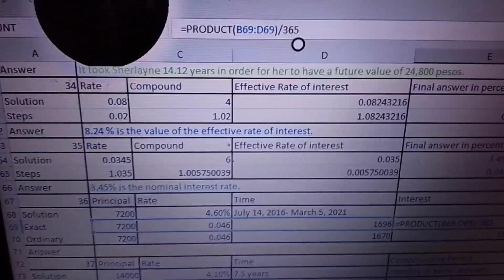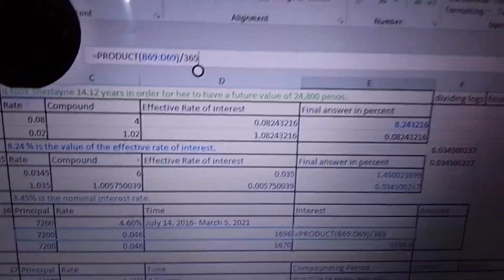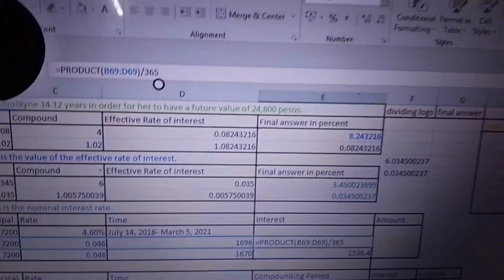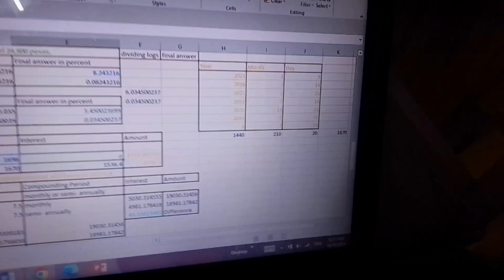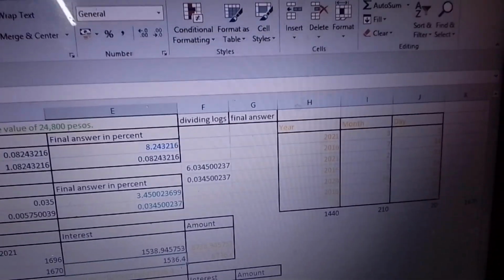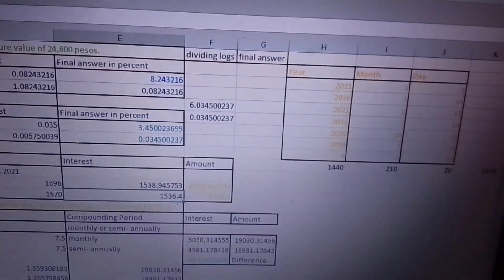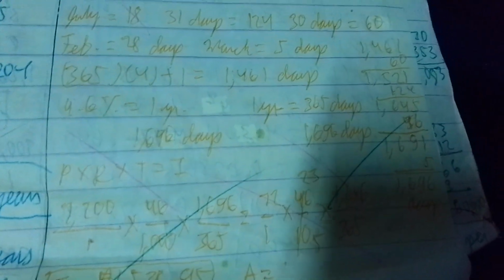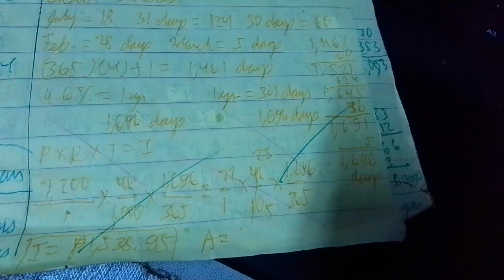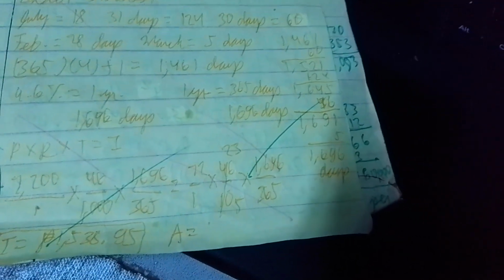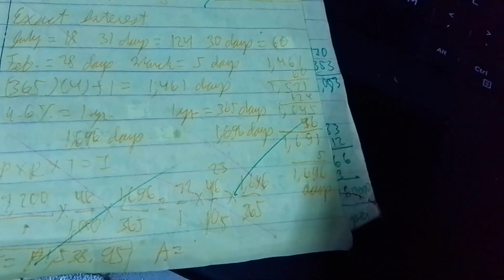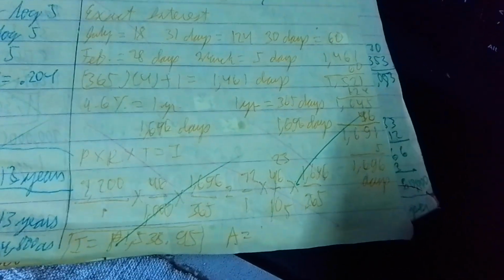The product of everything, P times R times T, but remember we have a conversion period. So our time must be divided by 365. So we have to divide by 365 to get the answer of 1,538.96. Did we get that? Let's see. Remember that's my simple interest solution sheet. I divide that, cross out all the 1,000s, and then I give this answer, to get 1,696 divided by 365. So that's the right answer.